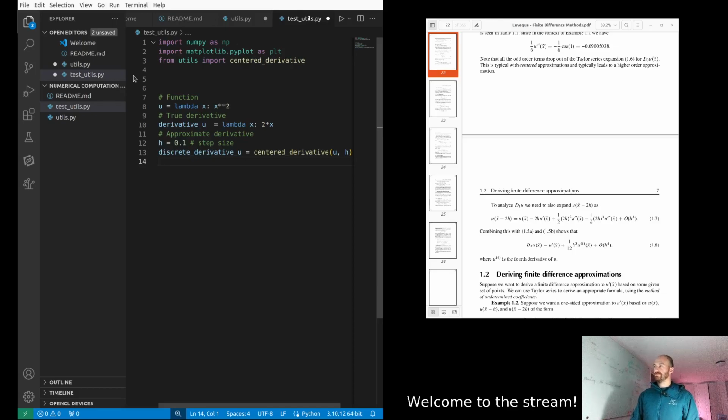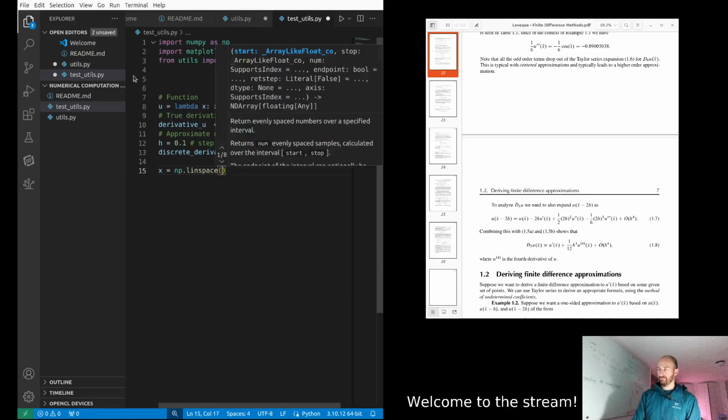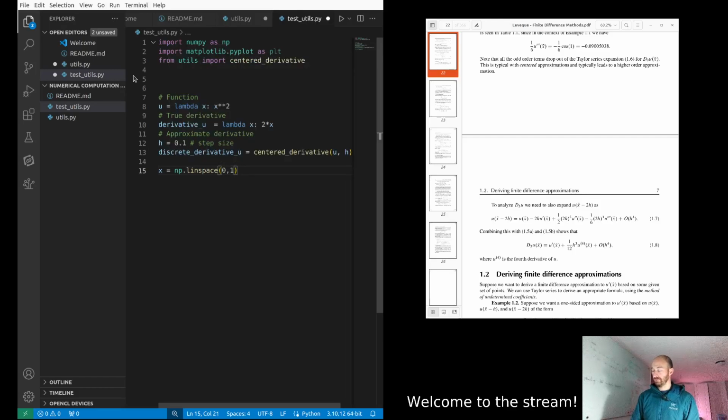So maybe we can do some plots to understand. Obviously our function u is a parabola, right? So it will look like this, but the derivative should look like a straight line. So we're going to plot the real derivative versus the approximate derivative on a given set of points. So let's say np.linspace. I think we have to put start and stop. So let's say it starts from 0 to 1. This is going to be very uncreative.